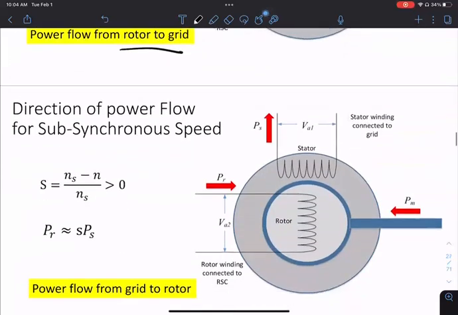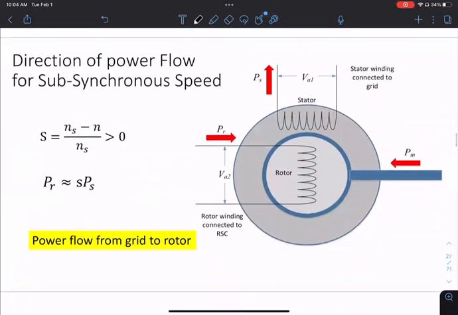Okay. So this is normally a rule of thumb. But if it goes the other way, of course, power can flow from grid to the rotor. Okay, so this lets you use this as a motor. If you're operating at less than synchronous speed, you can be a motor. That's fine. Power can flow the other way.